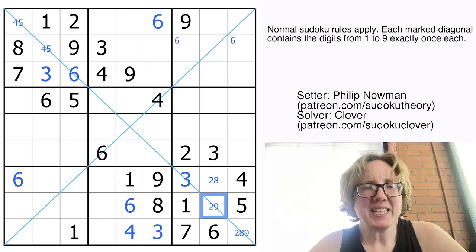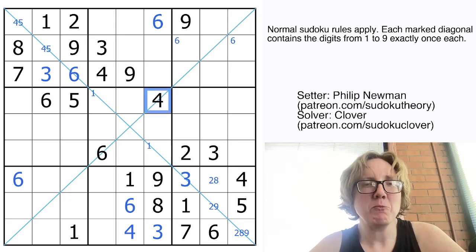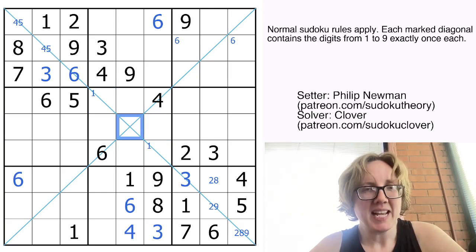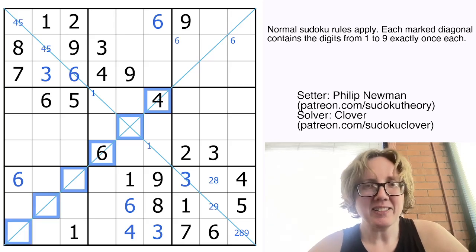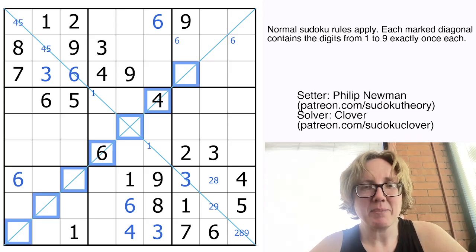So 1 can't go in those cells, and it can't go here, so 1 is in one of those 2 cells. That's kind of funky, because that tells me 1 is not in the middle. And if 1 isn't in the middle, then I'm starting to run out of places to put 1 on this upwards angled diagonal. It can't go in those positions. It can't go there because of the 1 in the column.